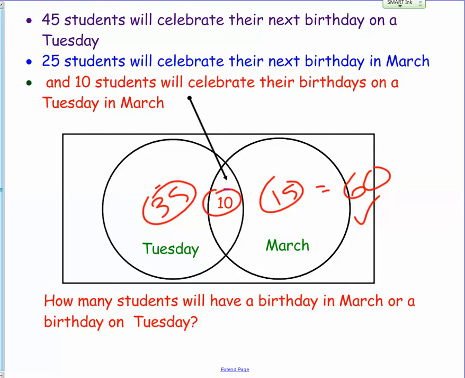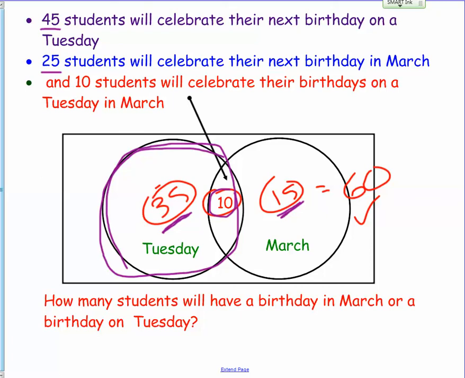So we put 10 inside of our overlap. And then remember, in the Tuesday circle, we know that there are 45 altogether, because it says so right here. And we already have 10 here. So 45 minus 10 is 35 outside the overlap. And 25 students have their birthday in March. So in this circle, we have to have a total of 25. We already have 10. 25 minus the 10 means that we need 15 outside the overlap. And now we add 35 and 10 and 15 is 60.